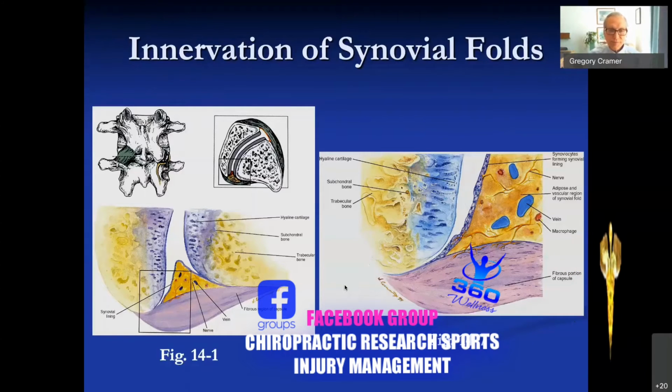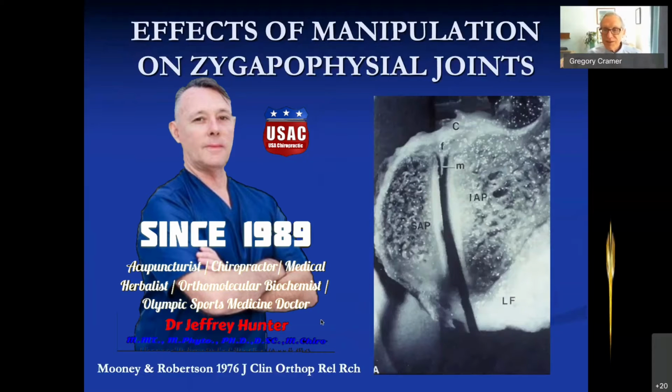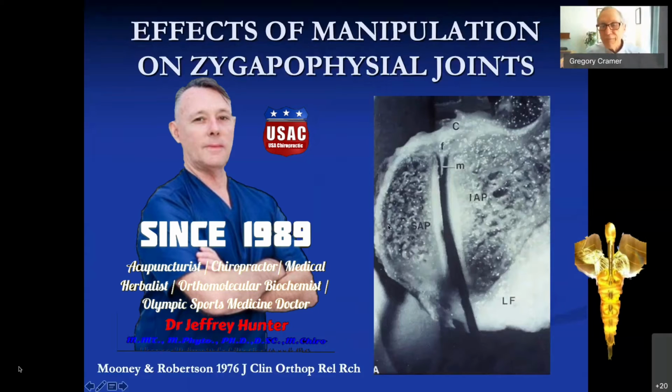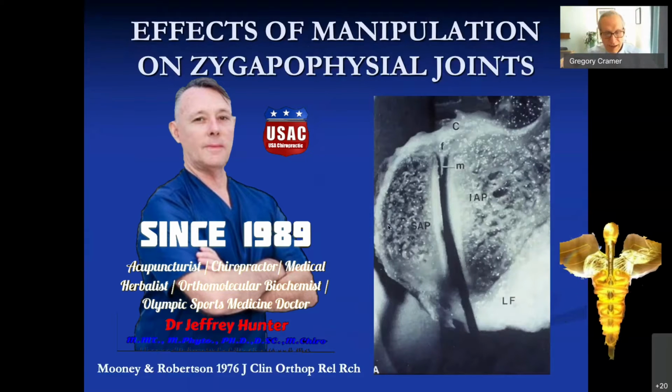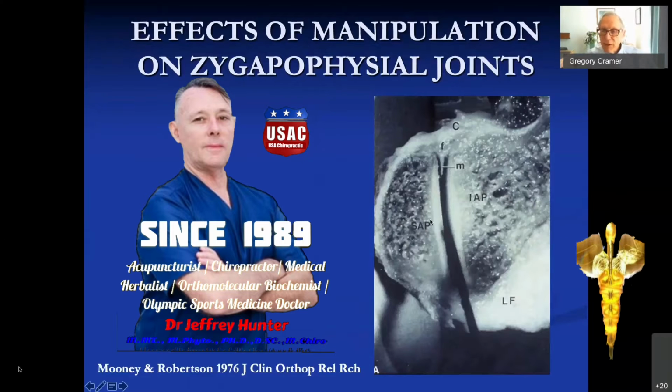And the first was movement of these menisci outside of the joint. So this meniscus could move into this area between the capsule and the articular processes. And this would cause pain. Mooney and Robertson felt that this would occur during minor kinds of trauma.